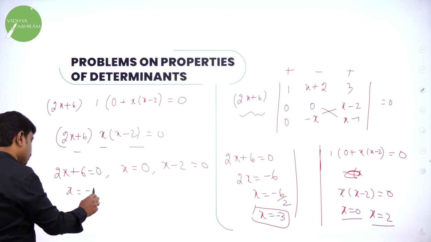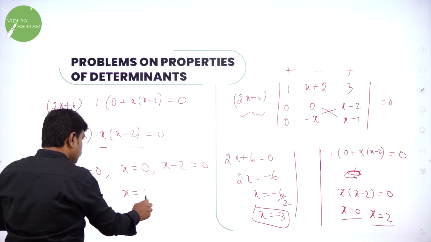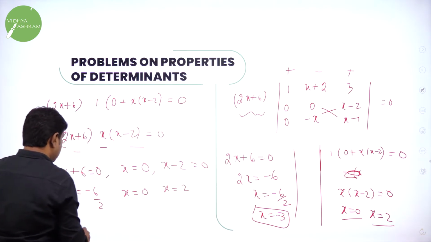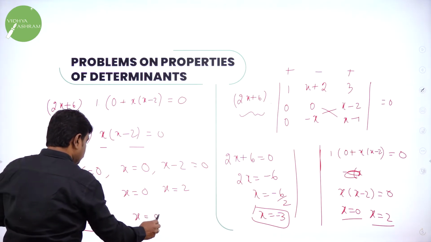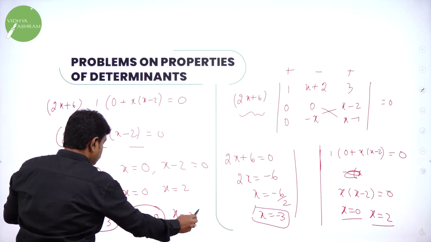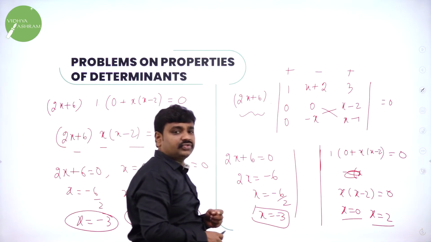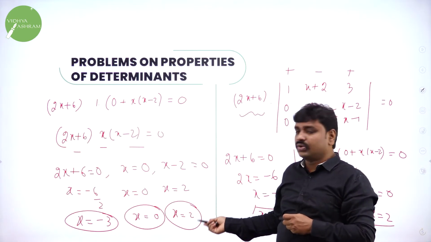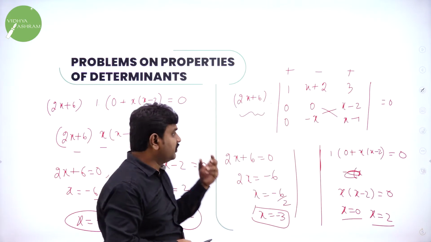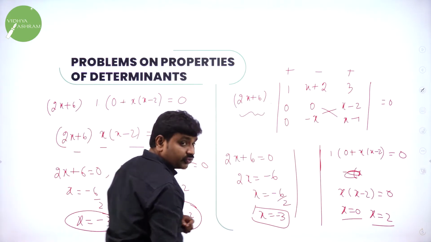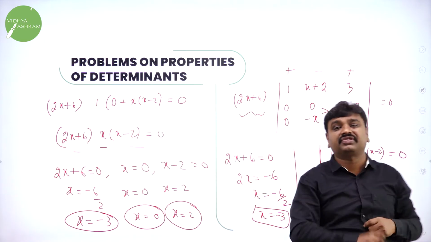I will get 3 values of x. This will give x is equal to minus 6 by 2, this will give x is equal to 0, this will give x is equal to 2. So now x is minus 3, x is 0, x is 2. So now we got 3 values for x: minus 3, 0 and 2. I hope all of you understood how to solve. Similarly, we have many more problems where they'll ask you to solve. Solve means what? Find the value of x.